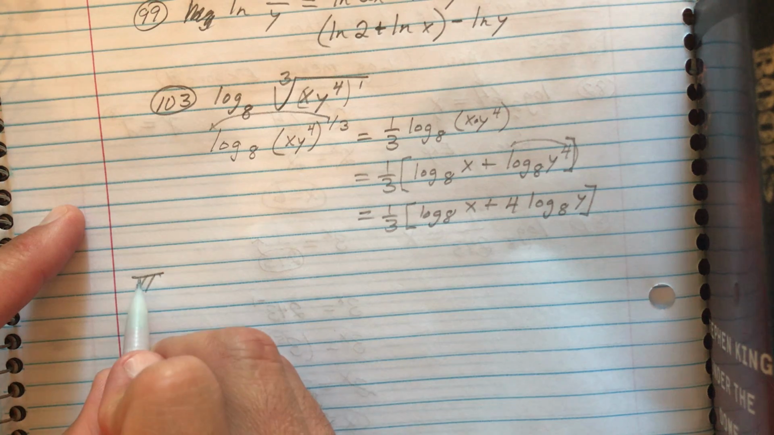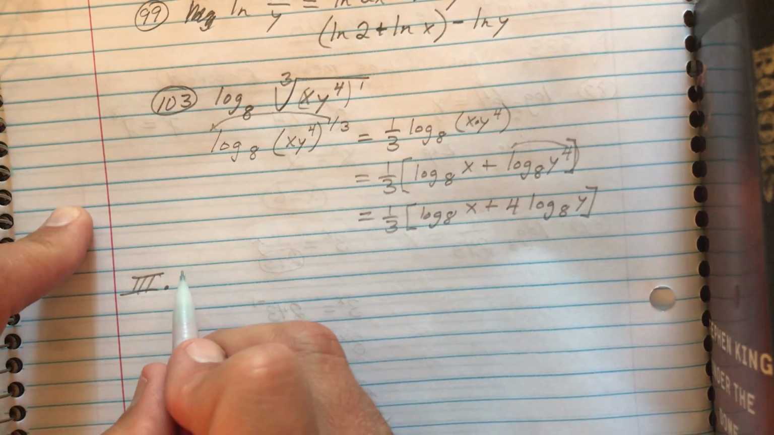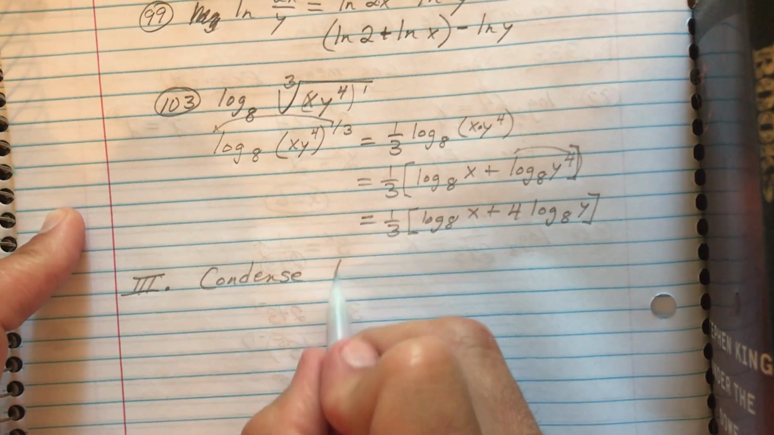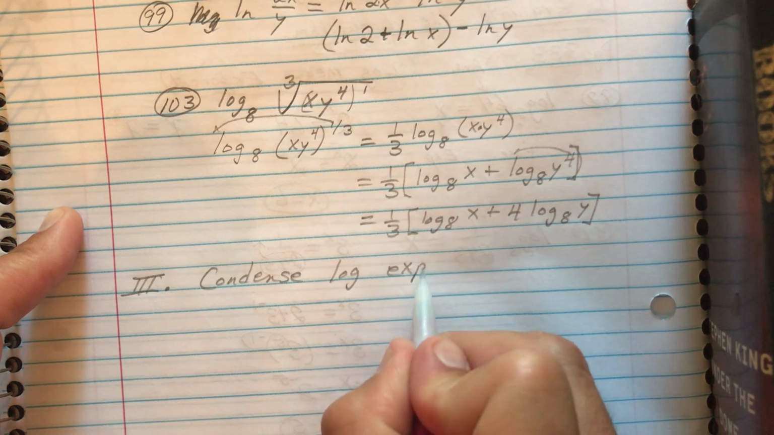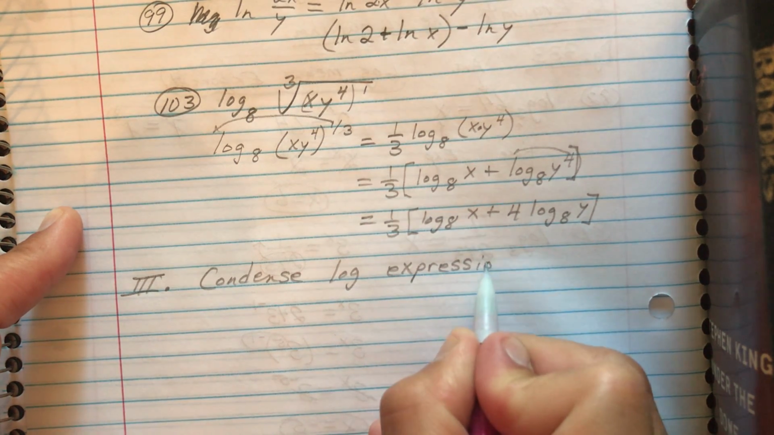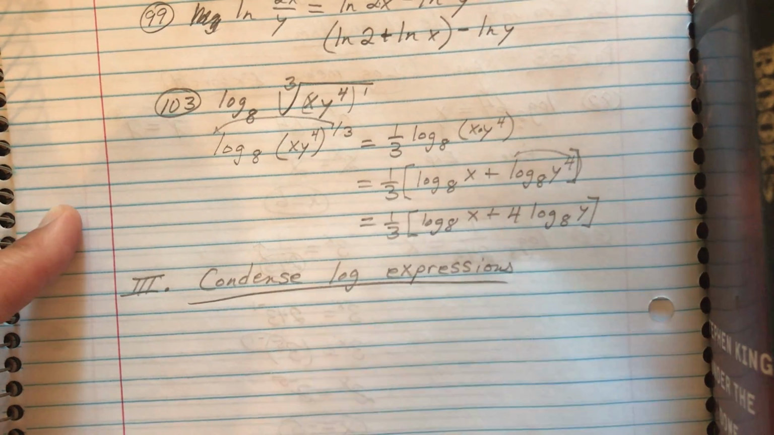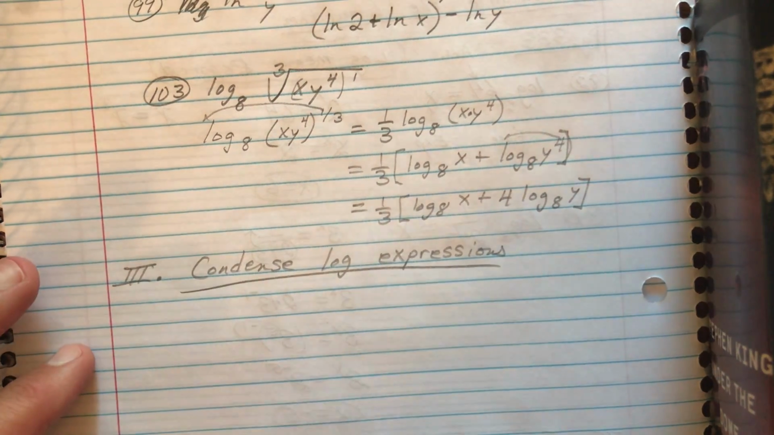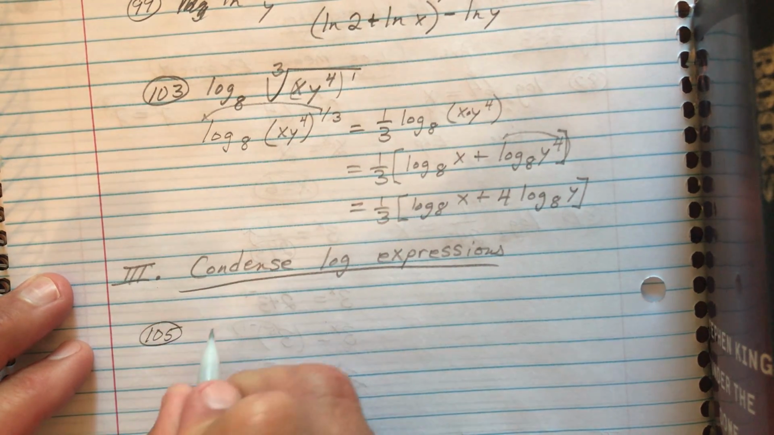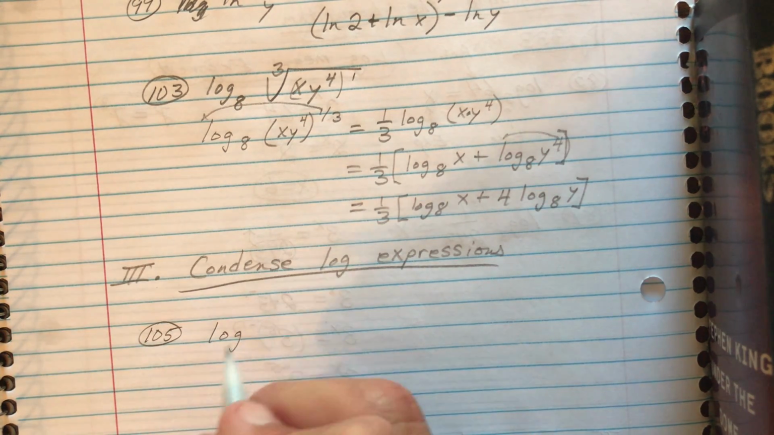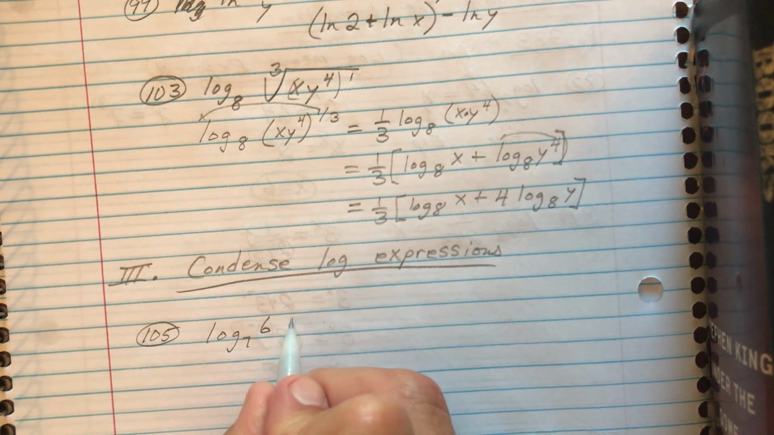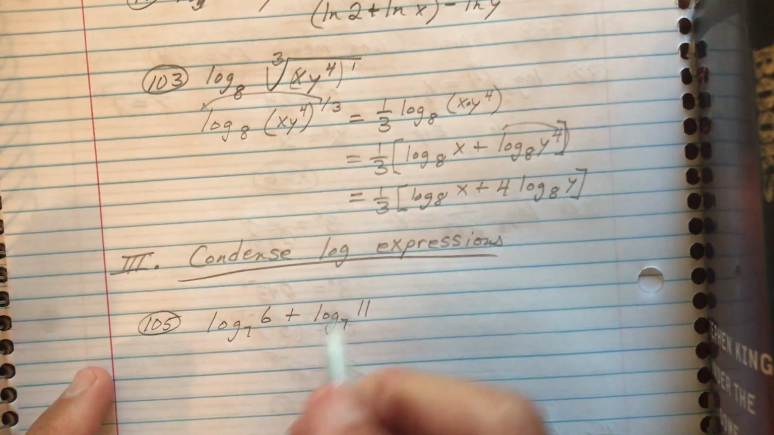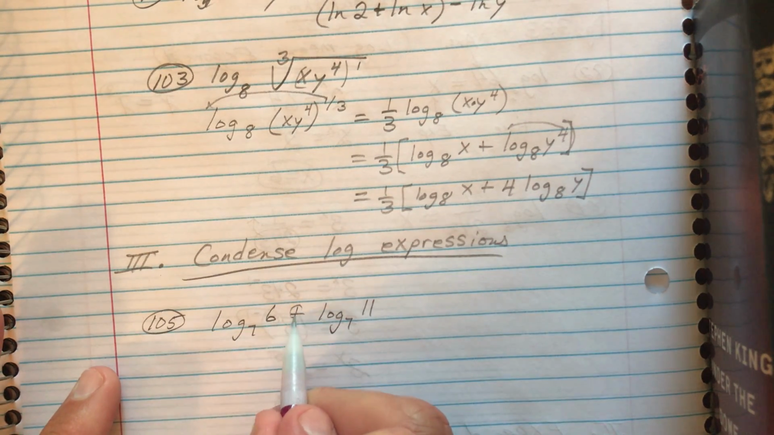Now, in this final section, let's see if you can condense, which is the opposite of expand, log expressions. So, can you do the opposite of what we've just been doing? Well, let's see. Let's start with number 105. 105 says you have the log of 6 with a base of 7 plus the log of 11 with a base of 7.